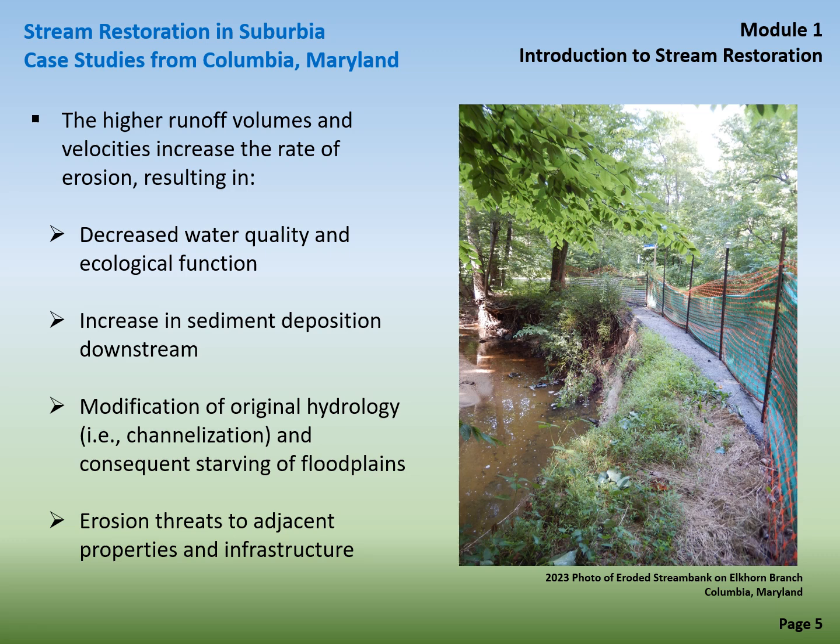And then obviously this channelization threatens infrastructure in the area, as we see here in the photo in Elkhorn Branch. There's an asphalt biking and hiking trail right next to the stream, and they've had to fence it off because the stream was threatening it. And in fact, they have since gone back to this area and actually moved the trail.